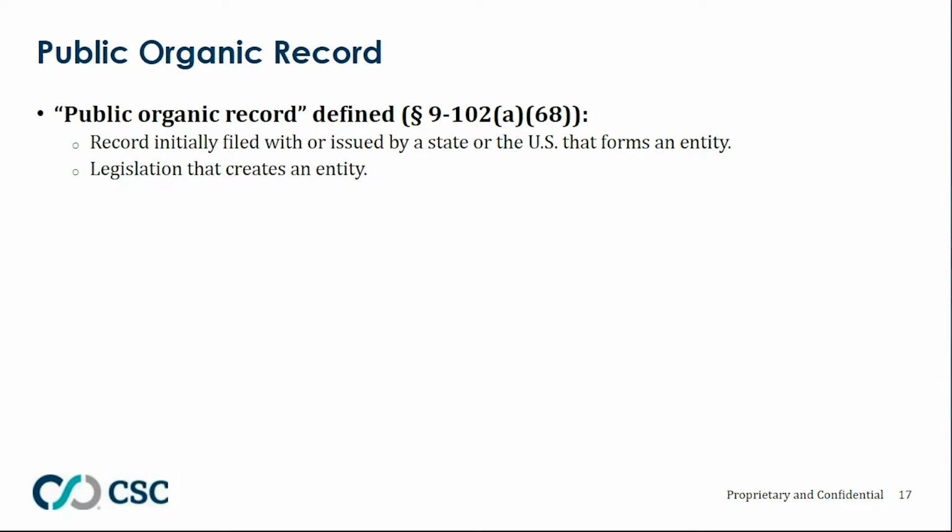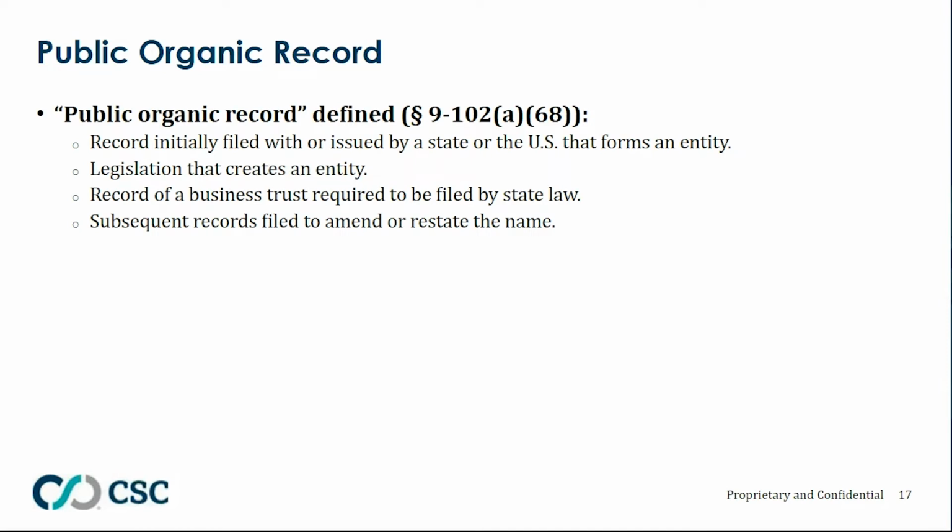A record of a business trust can be a registered organization if the record of the business trust is required to be filed by state law. That is a public organic record. And also, public organic record includes records that are later filed to amend or restate the name.